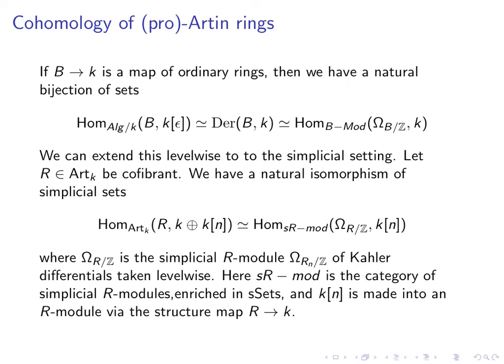Let's switch gears a little bit and talk about cohomology of rings. If B to K is a map of ordinary rings, then we have a natural bijection of sets from the homomorphisms of algebras from B to the dual numbers over K, which is isomorphic to the set of derivations from B to K, and that's isomorphic to the homomorphisms of B-modules from the Kähler differentials of B to K. Then we extend this levelwise to the simplicial setting as follows.